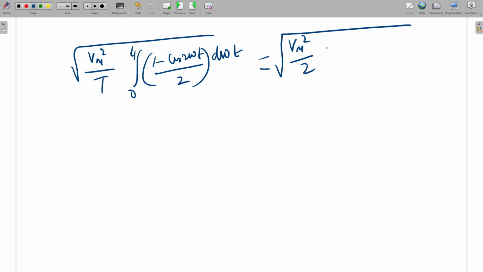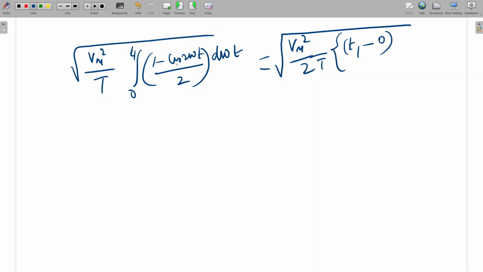Here it will be Vm square by 2. So 1 by 2, what will be the integration? It will be 2, I am taking outside. So it will be 2t. And here 1 is there, so the integration will be omega t only. So it will be t1 minus 0. This will be t1 minus 0.